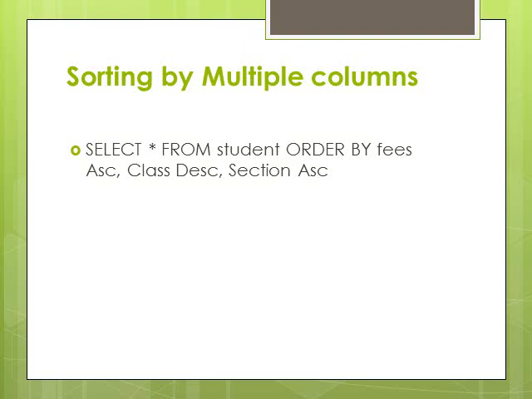Similarly, one more query. If you want to display all the records from the student but you want to sort as per the fee in ascending order, and if the fee is same, then according to the class in descending order, and if the class is also same, then as per the section record you want to display, then the query will be select star from student order by fees ascending, comma class DESC, comma section ASC.